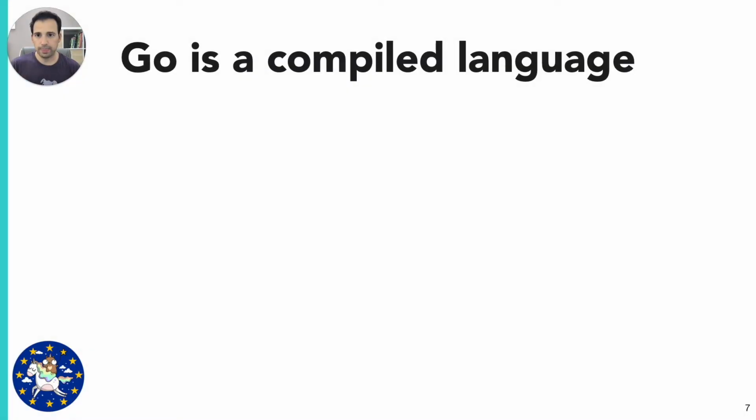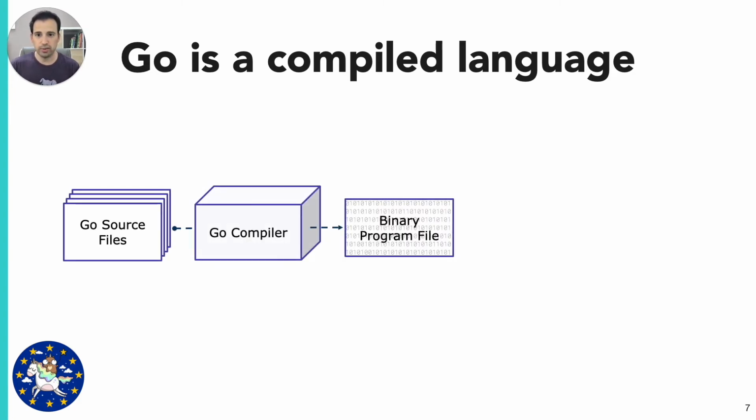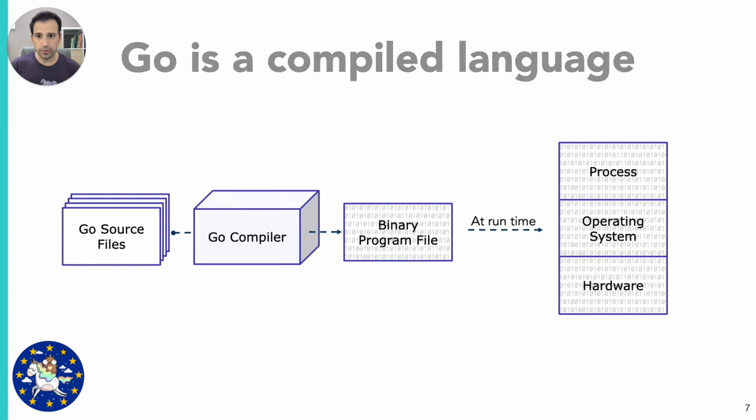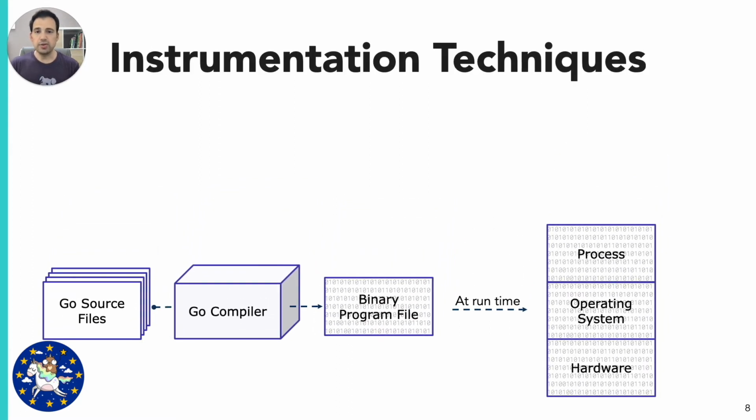So this is our overall dynamic instrumentation goal, and let's see what we can do for the Go language itself now. The first thing to take into account is that Go is a compiled language. We write Go source files that the Go compiler compiles into a binary program file. Then at runtime, this binary program file is loaded and executed as a process on a given operating system and hardware.